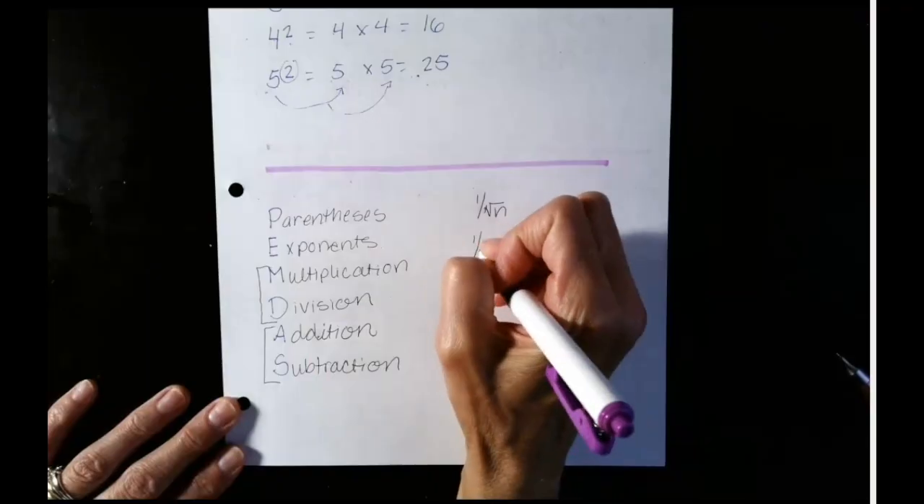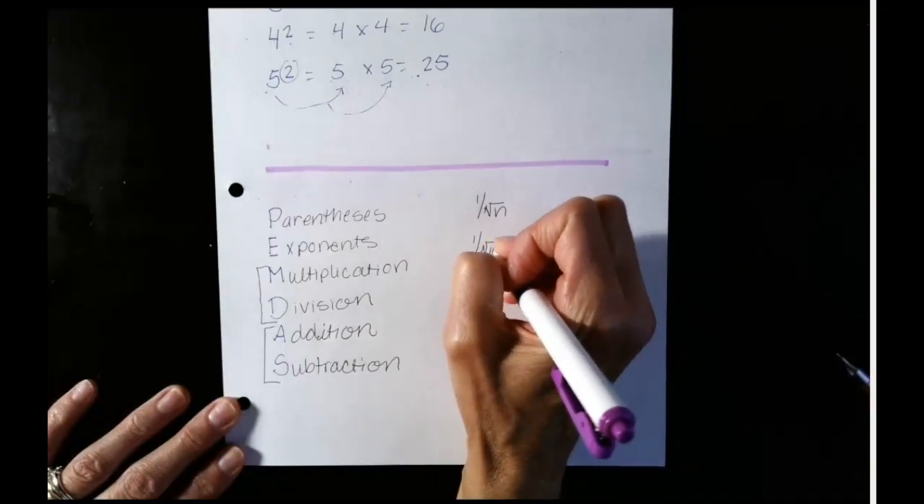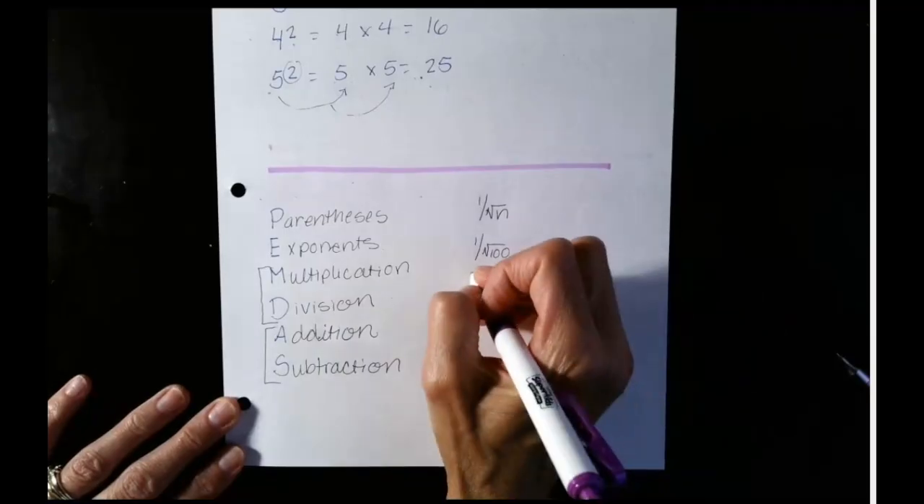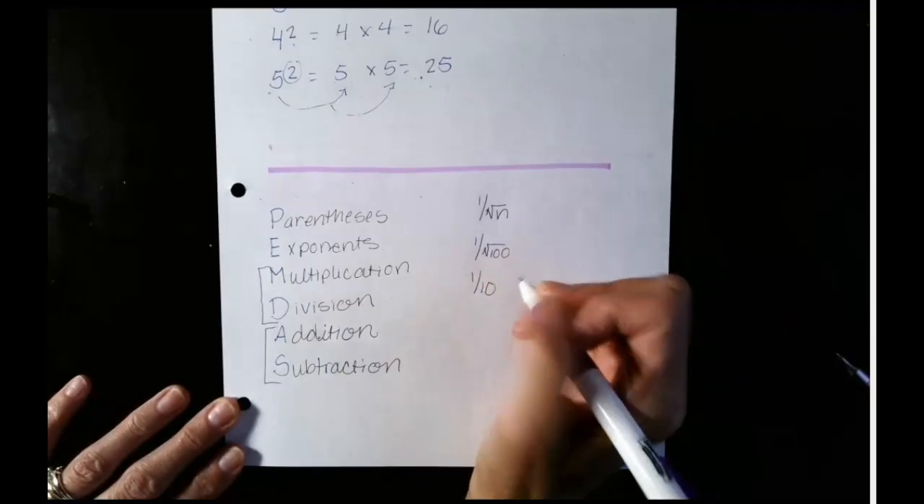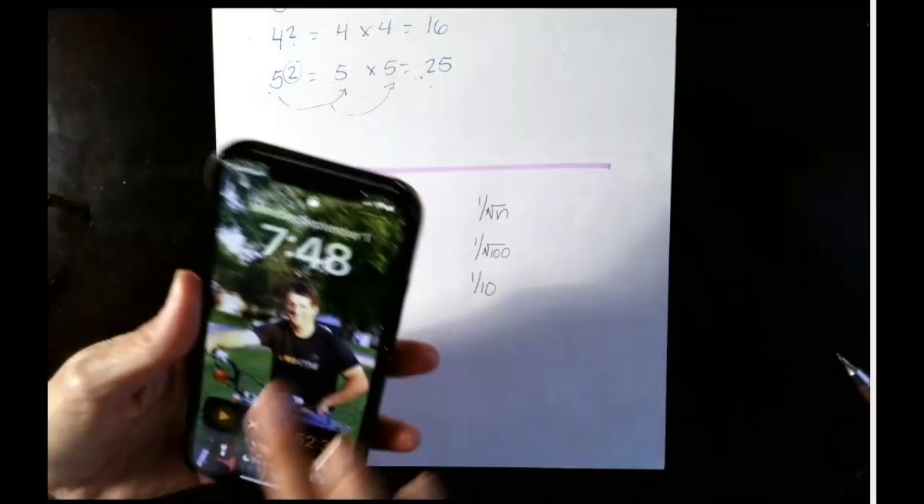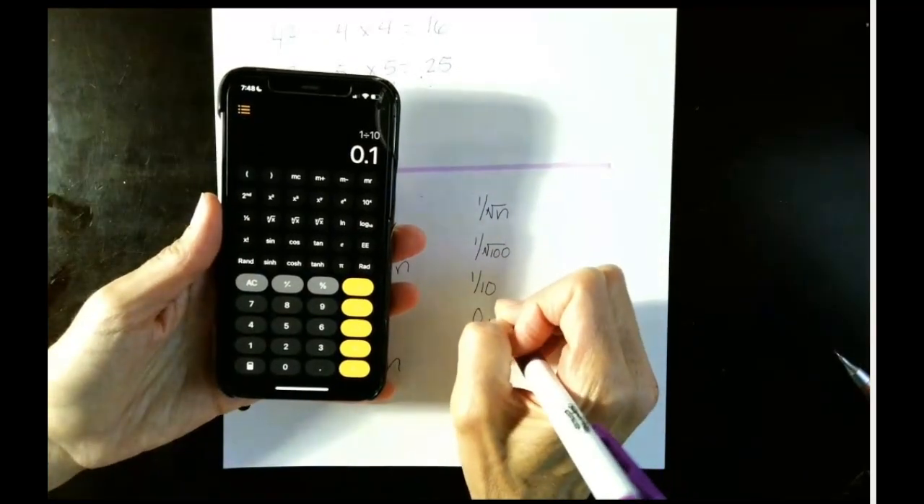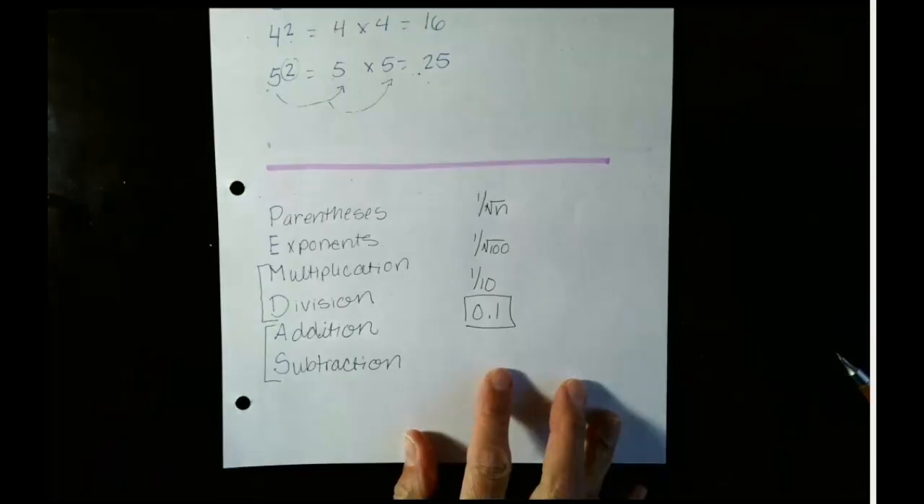So let's just say that it is 100, just to make life easier. So we would say 1 divided by the square root of 100 equals 1 divided by 10, and then you can just work that out and say it's going to be 0.1, and that is your final answer.